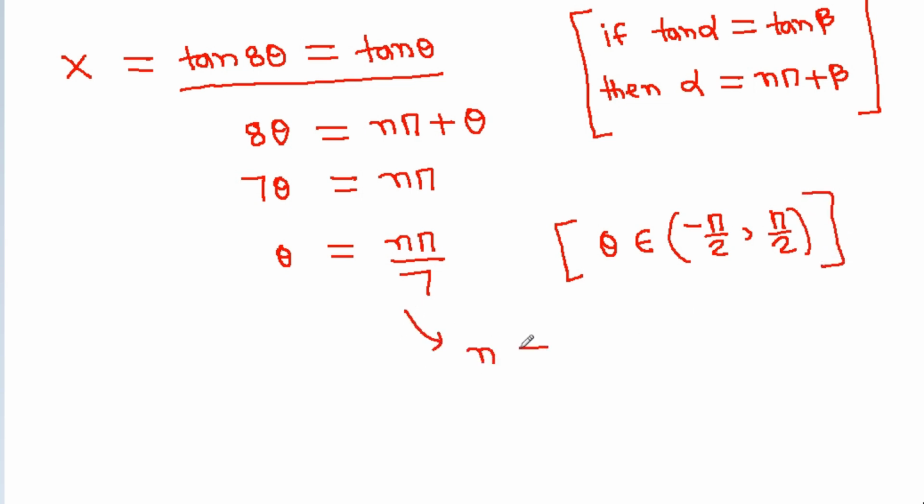So n can be equal to minus 3, because if n is minus 4, then minus 4 pi by 7 will be less than minus pi by 2, and n can be minus 2, minus 1, 0, 1, 2, 3. n cannot be 4, because 4 pi by 7 is greater than pi by 2.